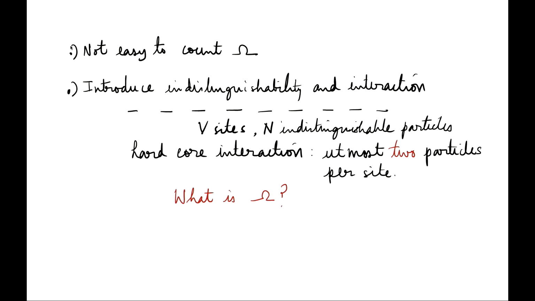Now, assignment problem. We had done V sites, N distinguishable particles, hardcore interaction, but now I say you can have at most 2 particles per site. So previously we had done 1 particle per site or infinite particles per site. If I did 2 particles per site, can I count? When it was 1 particle per site, it was VCN. When it's 2 particles per site, is it possible to count?